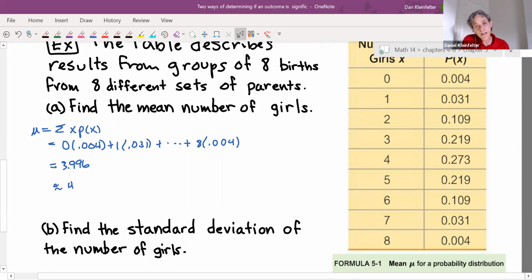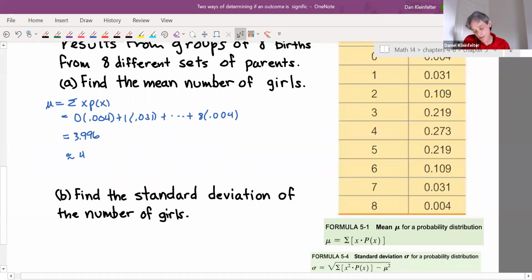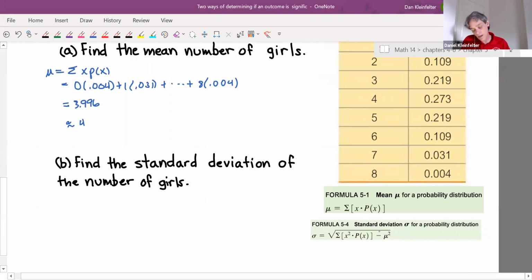Okay, so then next thing we want to do is to get the standard deviation of the number of girls. So for your convenience, I've got the formula located to the right. So once again, we'll take x squared times p of x, and we'll subtract from it our squared mean, and then at the very end, we're going to take a square root to get the standard deviation. Okay, so we need the sum of x squared p of x minus mu squared. I'm going to figure that out, and I'll do the square root in a separate step.